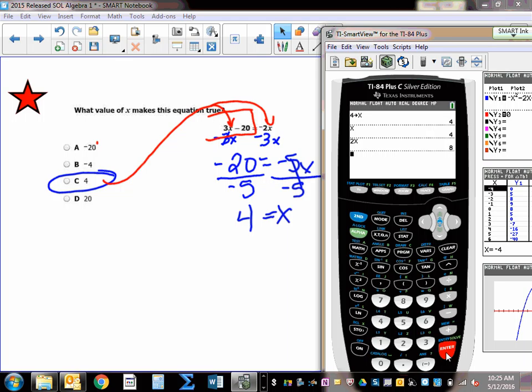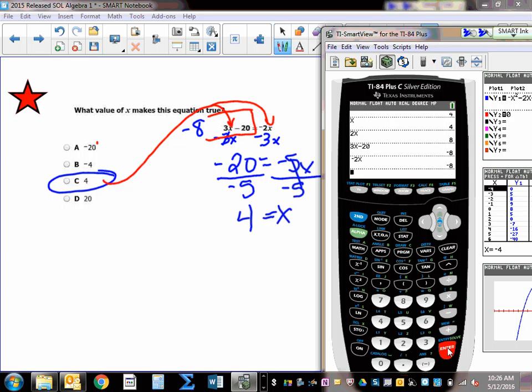So type into your calculator 3x minus 20. Negative 8. Okay? So we got negative 8 for the left side. If this is true, it should get the same thing for the right side. So negative 2x, negative 8. Since these are equal, it makes the equation true, so this is indeed my answer. So it's a second way of solving it.